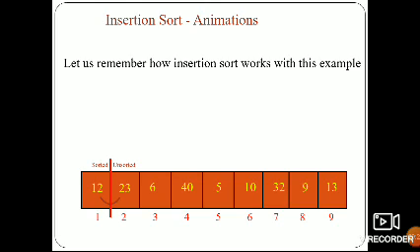So let us remember how insertion sort works with an example. In the first pass, we treat the first element in the given list as sorted. So how will we sort? 12 and 23. So there is no need to sort here. Okay. What is the condition we have to follow?